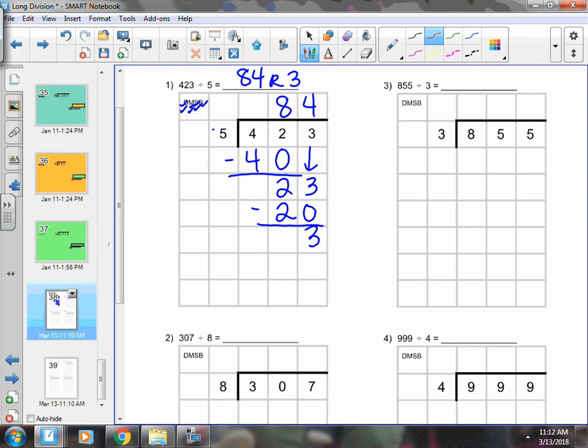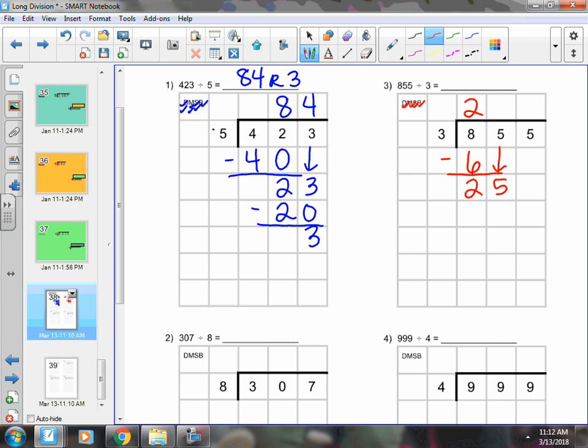Let's do the one right next door. 855 divided by 3. Thinking groups of 3, groups of 3, groups of 3. How many groups of 3 can I make from 8? 1, 2, 3, 4, 5, 6. I can make 2 groups of 3. Multiply 2 times 3 is 6. Subtract, bring down. So we're dividing into groups of 3 chunk by chunk.